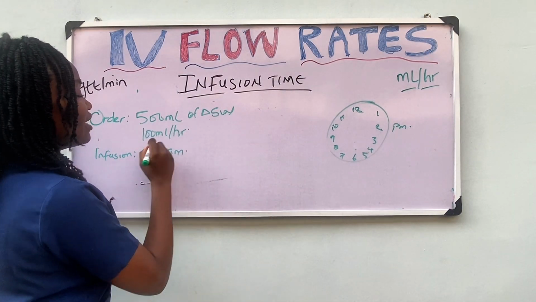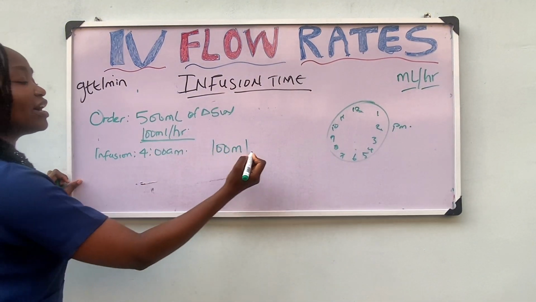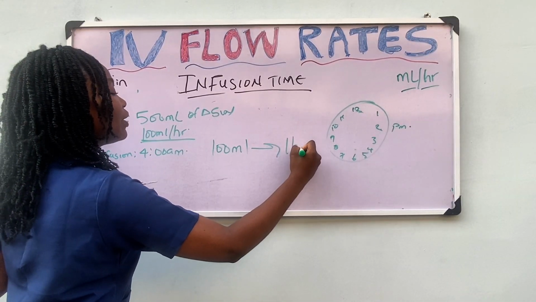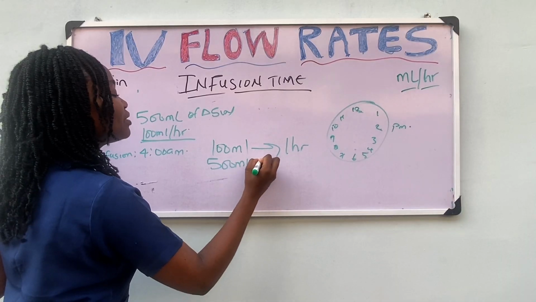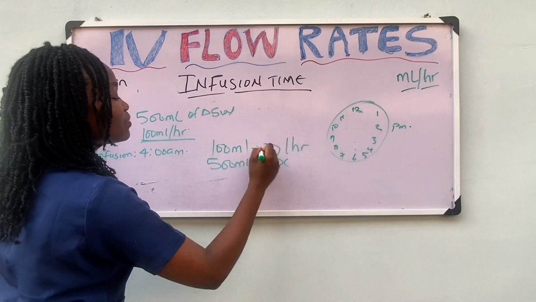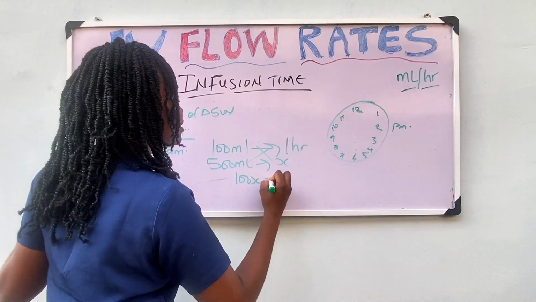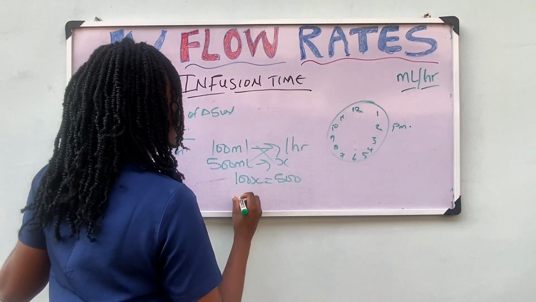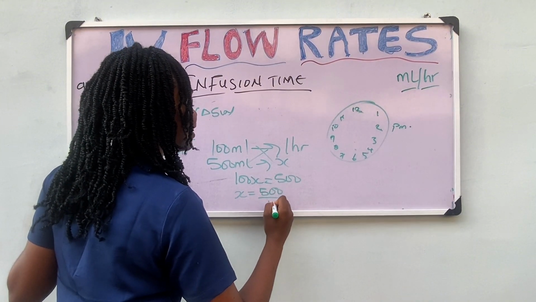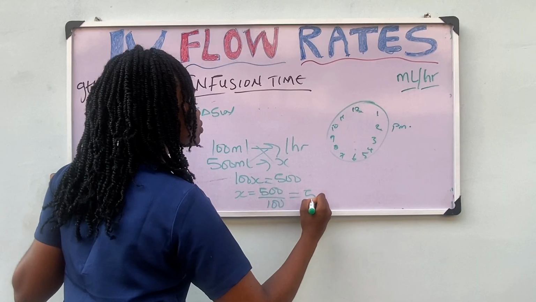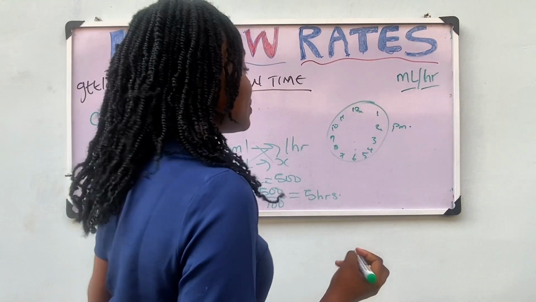The first thing to do is to say, if 100 milliliters is administered in 1 hour, it means that 500 milliliters would be administered in X. When we cross multiply, we have 100x equal to 500. Therefore, X is equal to 500 divided by 100, and X is equal to 5 hours.